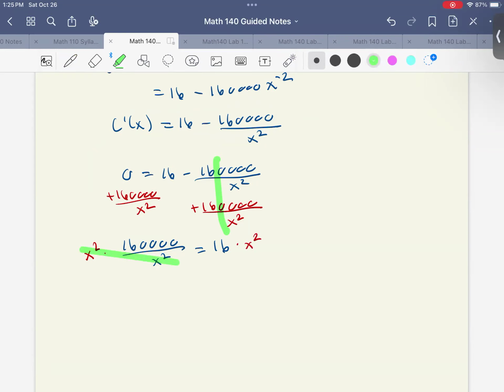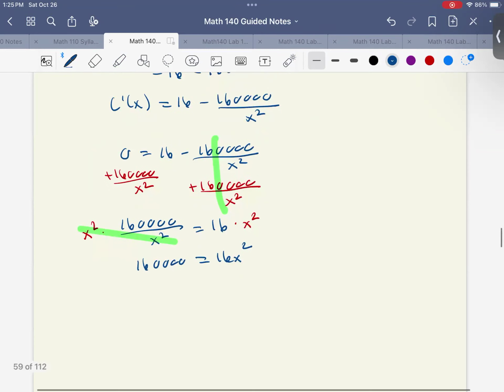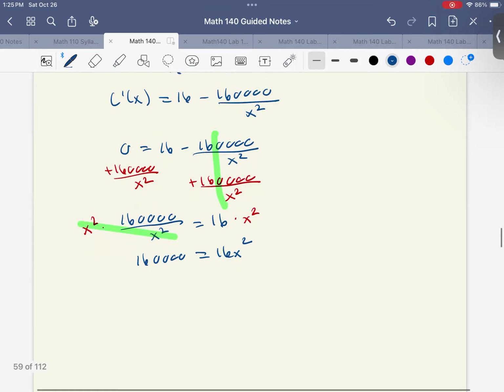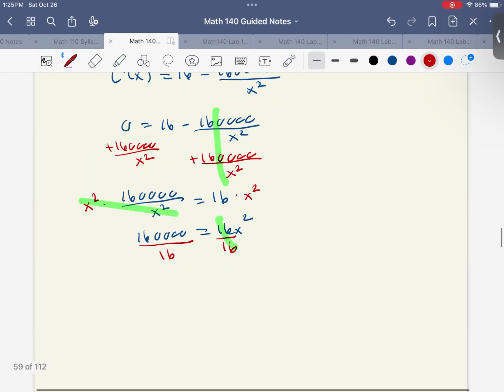So this will cancel that out. And so what I'm left with is 160,000 equals 16x squared. Okay, still trying to get x by itself. So I'm going to divide by 16 now. So divide that, and what I'm left with is x squared equals 160,000 divided by 16, which is going to be 10,000.